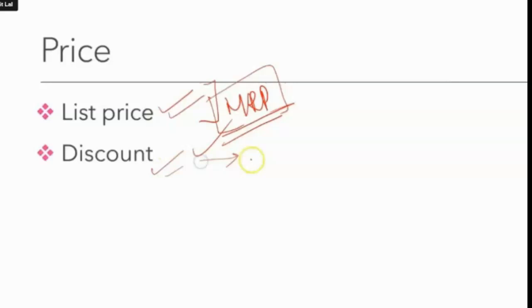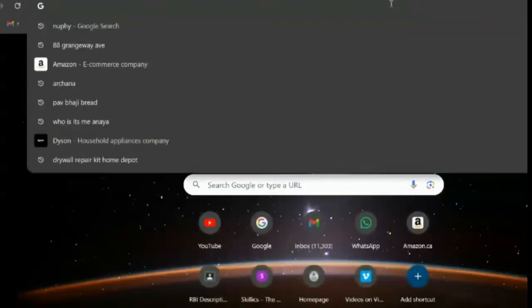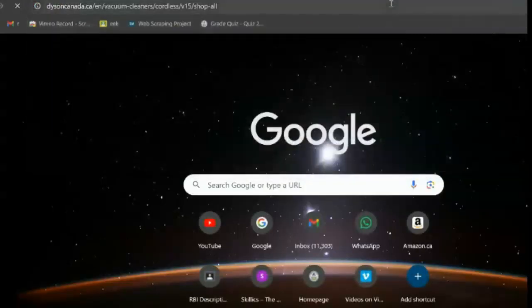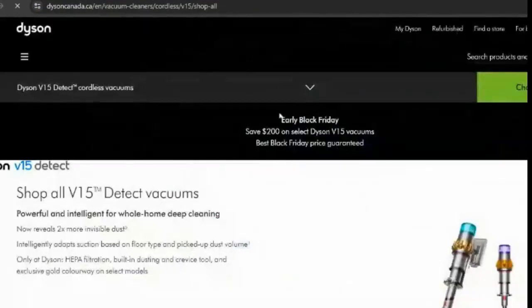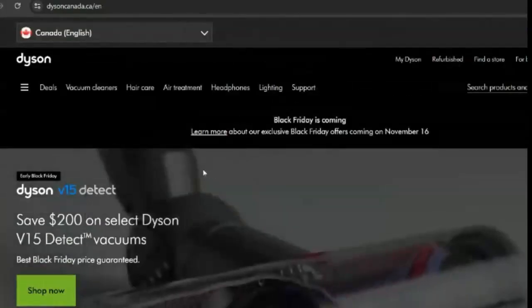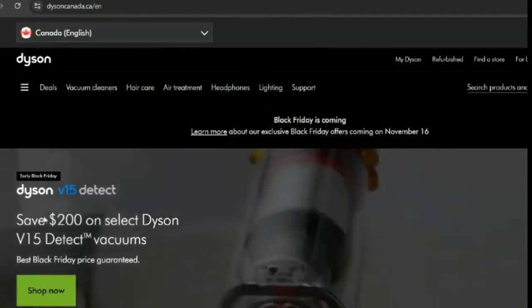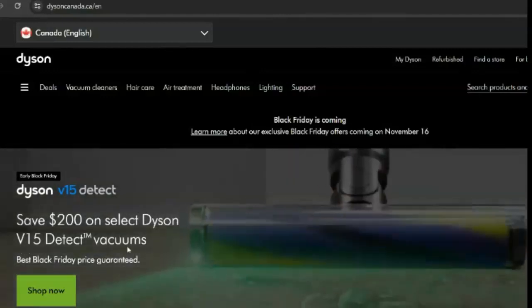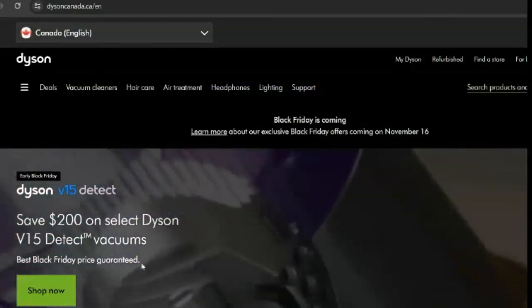And let me show you how companies do it. So for example, if I go to the Dyson website, let me open the Dyson website for you. And okay, so let's go to the homes. Now you can see it clearly shows that their V15 model right now is on, save $200 on V15, Black Friday price guaranteed.